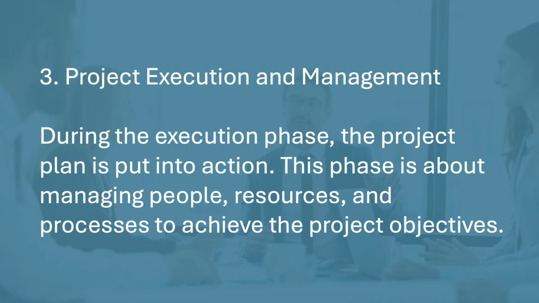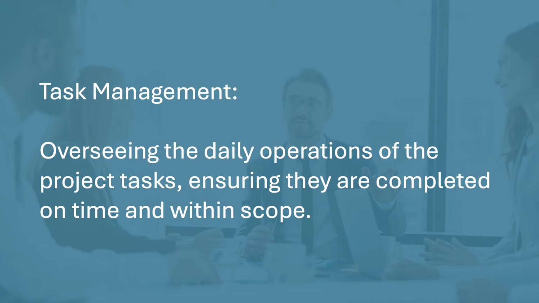3. Project execution and management. During the execution phase, the project plan is put into action. This phase is about managing people, resources, and processes to achieve the project objectives. Task management. Overseeing the daily operations of the project tasks, ensuring they are completed on time and within scope.